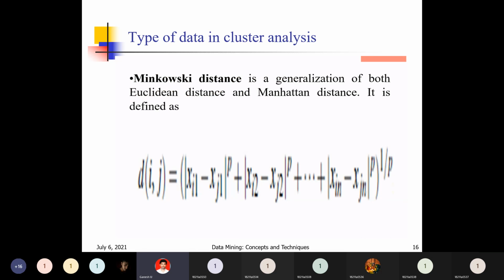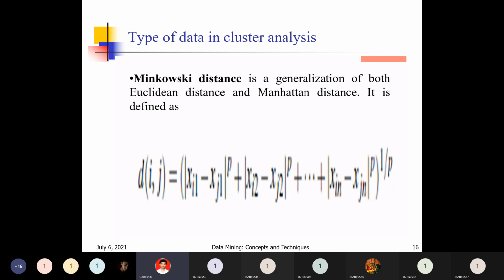In the previous slide we saw Euclidean distance and Manhattan distance. The generalization of those two distances is the Minkowski distance. We find it using the formula d of ij equal to (mod of xi1 minus xj1 to the power p, plus mod of xi2 minus xj2 to the power p, and so on, plus mod of xin minus xjn to the power p) whole to the power of 1 by p. This is the formula for Minkowski distance.